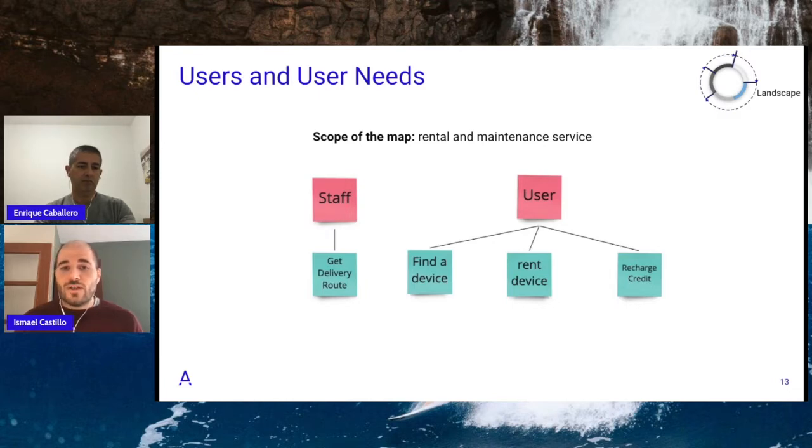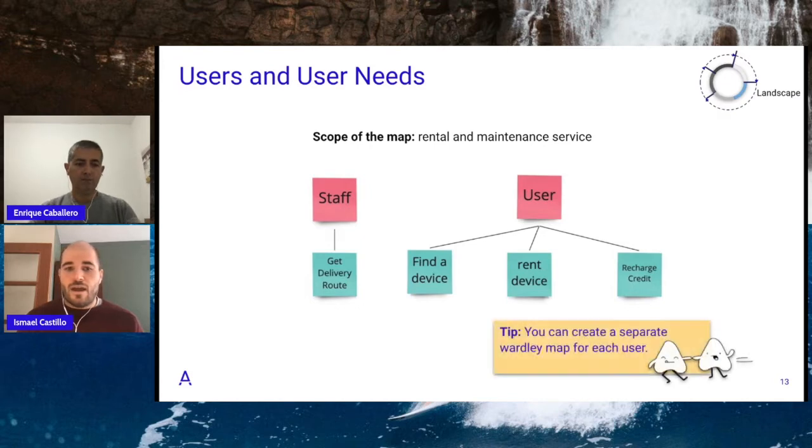We will focus on a small set of their needs. For the user will be find a device, rent a device, and recharge credit. For the staff will be get a delivery route to distribute the scooters around the city. And just a quick tip, you can create a separate Wardley Map for each user if you see it's complicated to put the information all together.